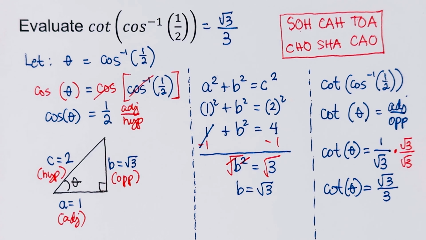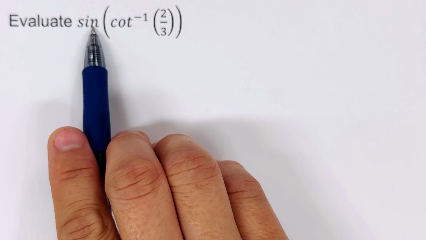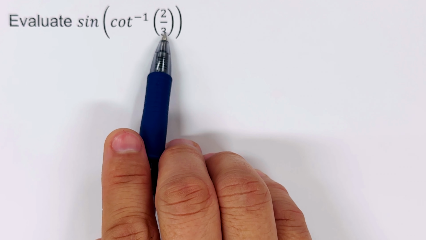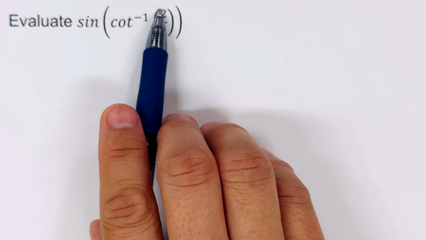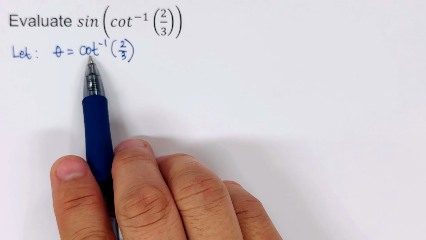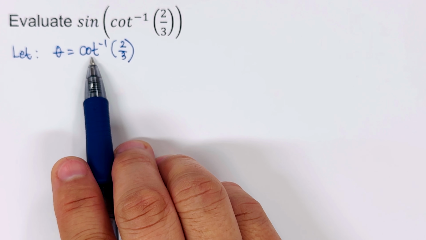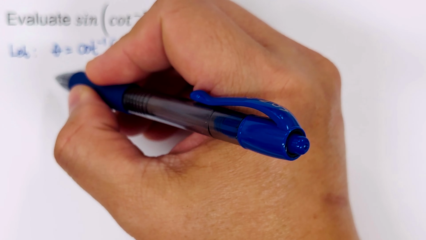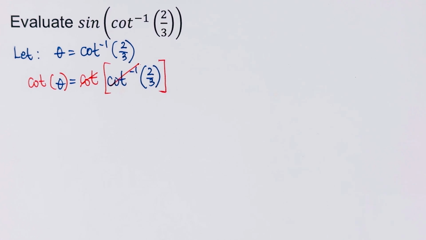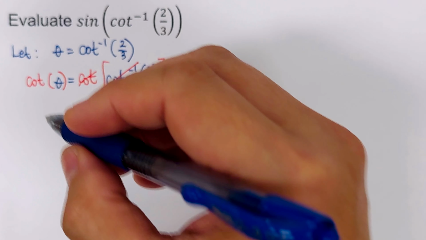Now let's have another example. In this example, we're supposed to evaluate sine of arccotangent 2 over 3. So the first step that we need to do is to let this whole thing inside the parentheses equal to theta. So I'm going to go ahead and write that down here. To get rid of this arccotangent, we are going to take the cotangent of both sides. So this is how it's going to look. So we can go ahead and cross out cotangent and arccotangent. So we're left with cotangent theta is equal to 2/3.